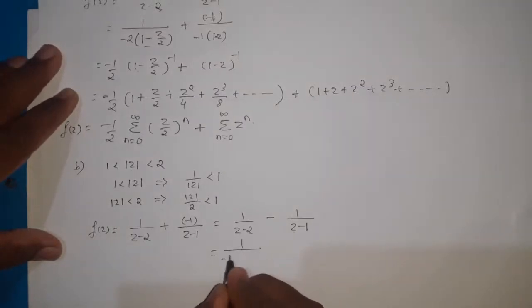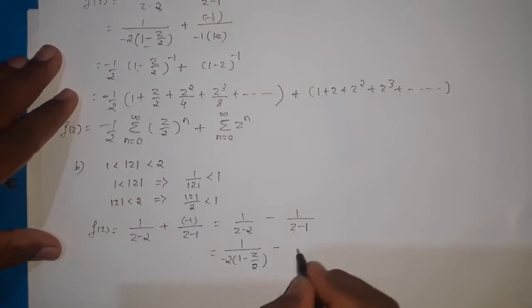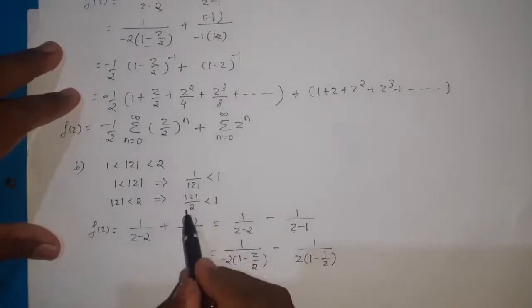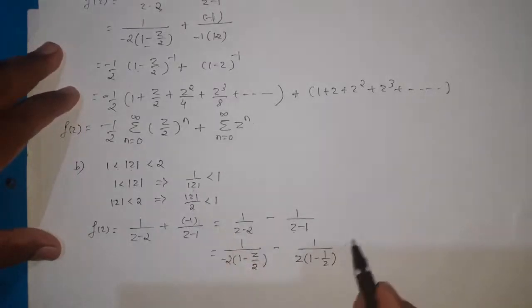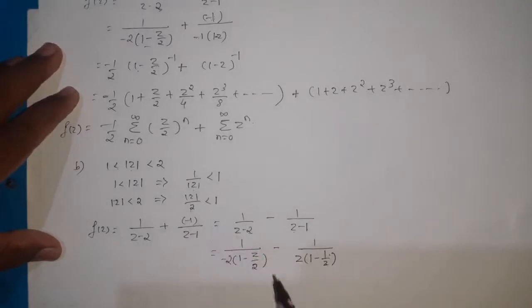Here minus 2 common, then it is 1 minus z by 2, minus, as it is. Here we need to take that z outside, then 1 minus 1 by z. According to this inequality, we know that 1 by z is less than 1, here we got 1 by z, and z by 2 is less than 1, so here we have z by 2.